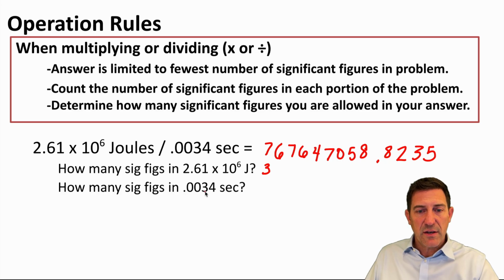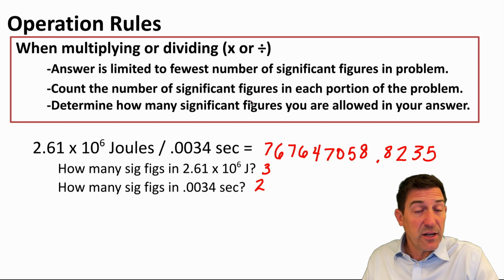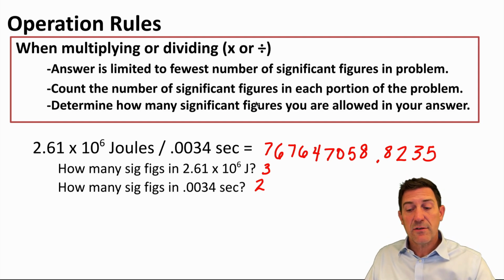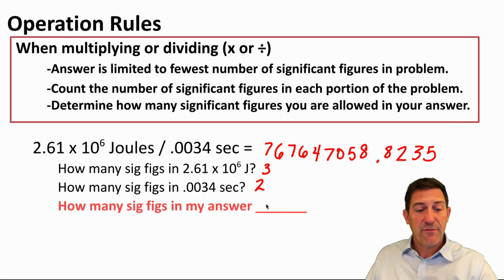Oh, the other part of the problem is 0.0034. These two are significant digits, and we look at the zeros. Those zeros are called leading zeros. Leading zeros are never significant, no matter what, which doesn't mean they don't matter. They're important. We don't get rid of them. They're just not counted with significant digits, so this number has 2. If I go back to the rules up here, then how many significant digits do I get to have in my answer? Well, hopefully you're getting this figured out by now. You get to have 2.